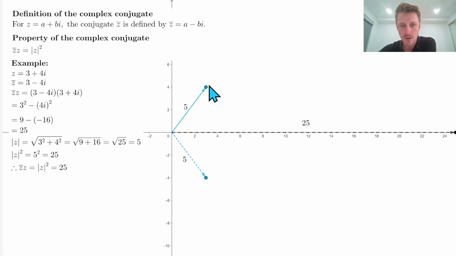And so visually here, if you multiply this by this, you get a real number, 25, has no imaginary component. It's just the modulus of the complex number, and then you square it. So I think that's an interesting property of the complex conjugate as well. It's shown here. Okay, hopefully making some sense.